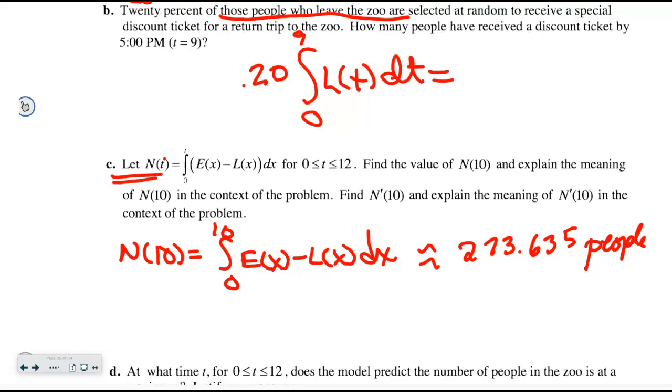In the zoo. Yeah. Because I took how many people entered, and then I subtracted how many people left. So their difference would be the ones still in the zoo. Okay? So 200 people in the zoo.